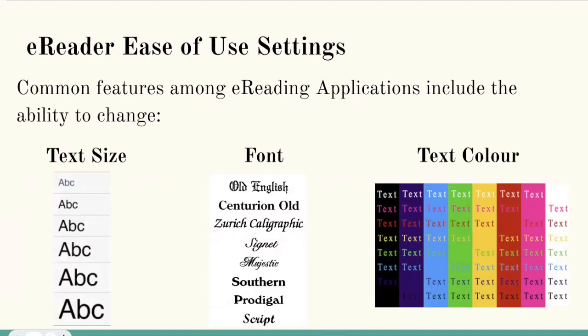Now we're going to go through some of the e-reader settings. Some common features among e-reading applications include a few basic changes that you can make for yourself, including text size, font, and text color, which is all super great, and it's not something you can do with a physical book. So instead of having to bring it closer to you because it's too small for you to read, or not really enjoying the experience because you don't love the font, you can make these personalizations to make the experience as good as it can be for yourself.